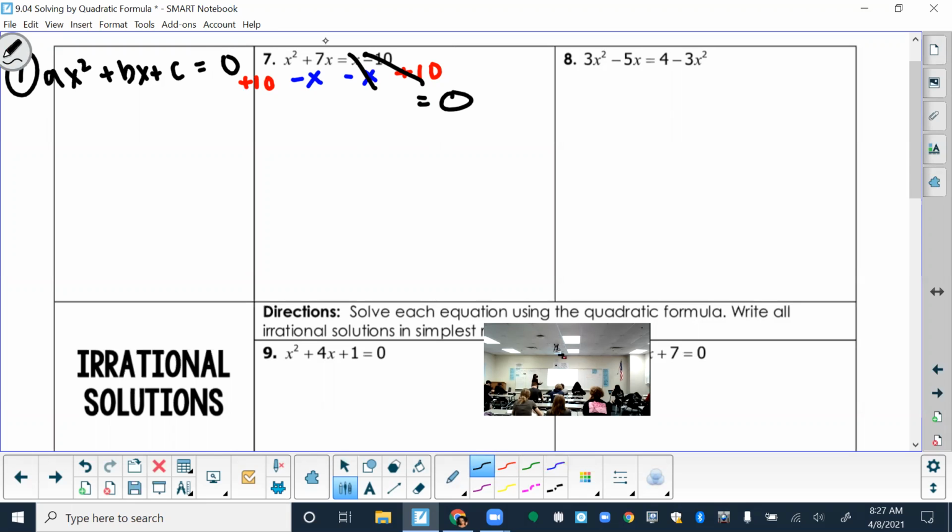But on the left side, we need to combine like terms. Is there anything to combine that x squared with? No. So I'm just going to rewrite it. Any x terms that I can combine? Yeah. So 7x minus x is, and it's positive, so put plus 6x. And then we have that plus 10 that's left. All right, now we have our correct form. So step 1 is done. Questions about that?